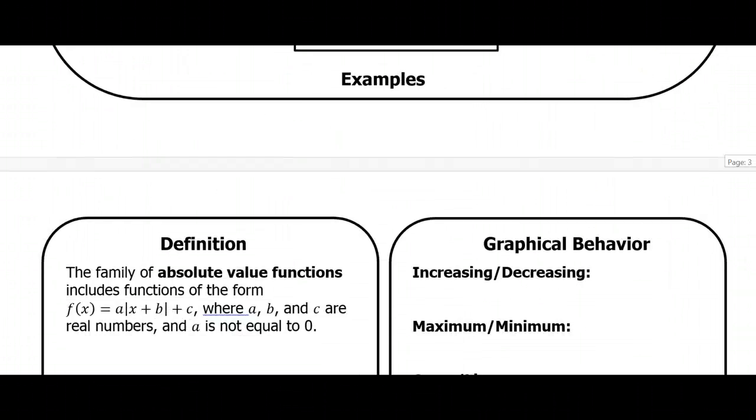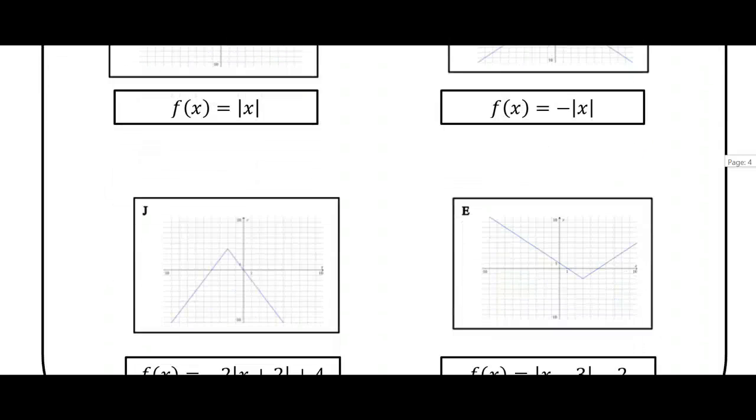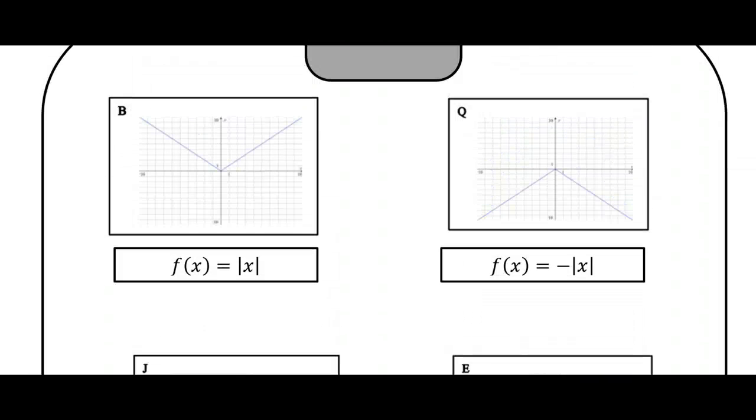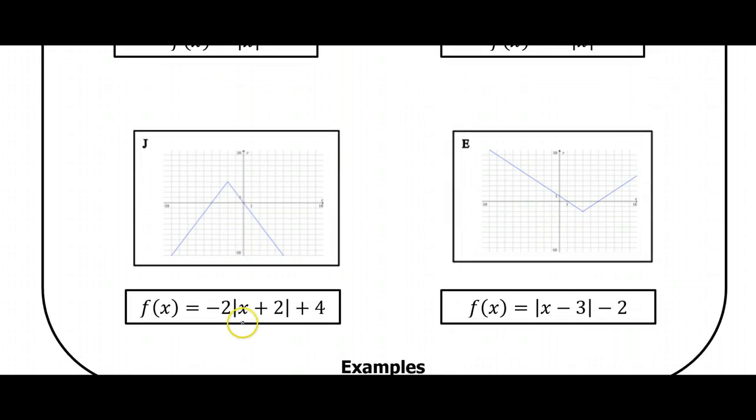Okay, the next family that we're going to look at is the family of absolute value functions. And so your absolute value graphs are going to be the following. F of x equals the absolute value of x is going to be graph B. F of x equals negative the absolute value of x is graph Q. F of x equals negative 2 times the absolute value of x plus 2, plus 4 is graph J. And then finally, f of x equals the absolute value of x minus 3, minus 2 is graph E.